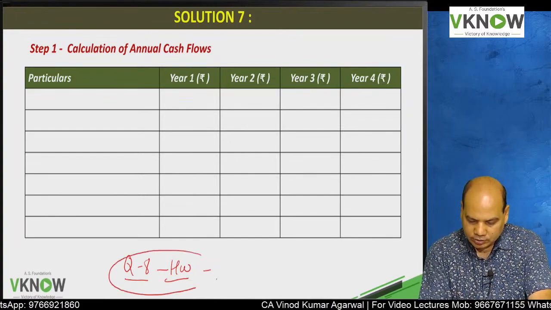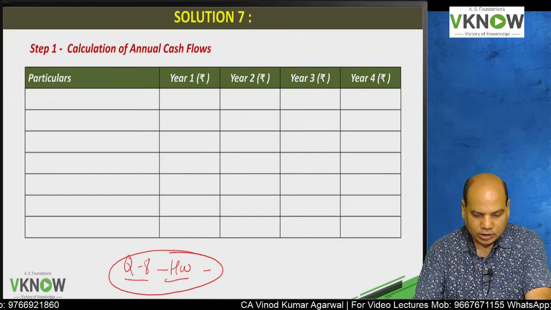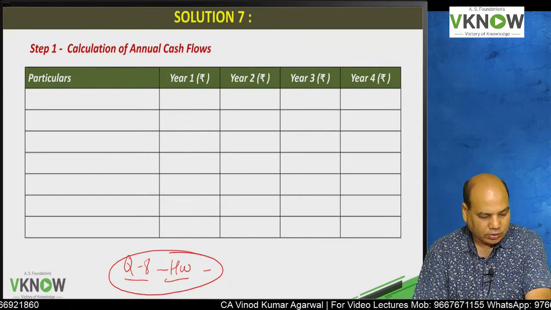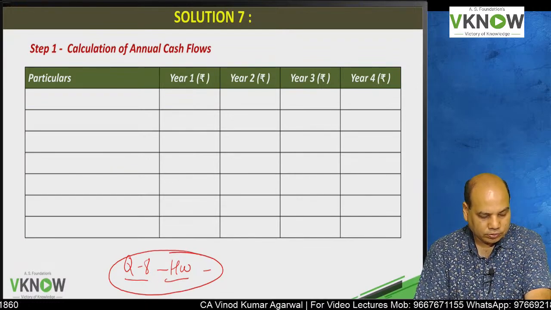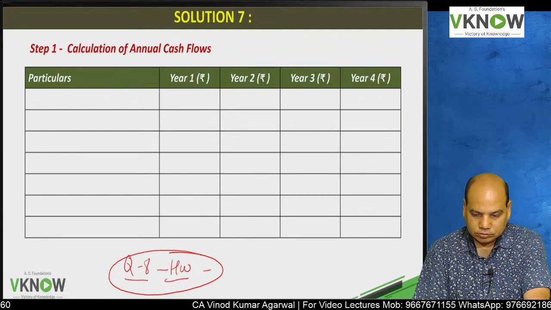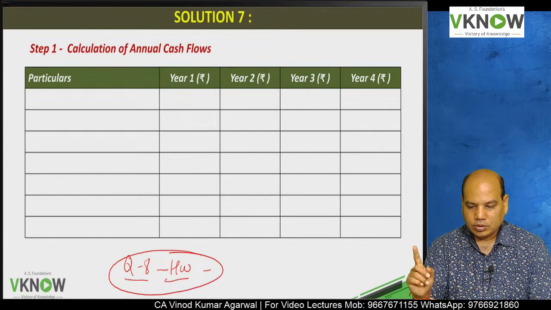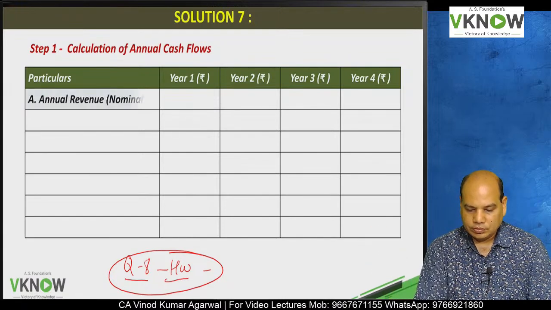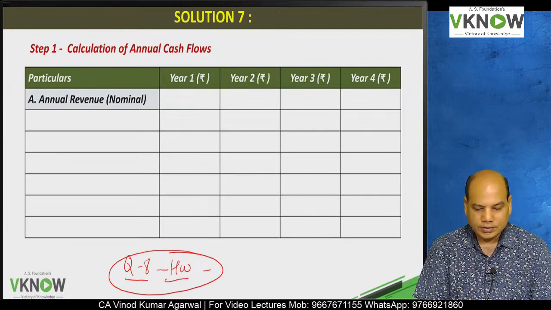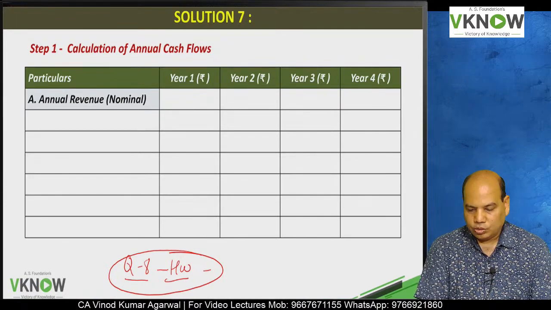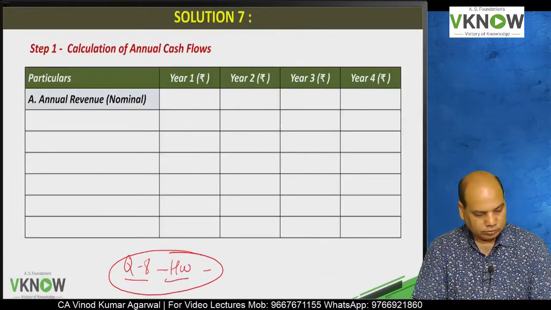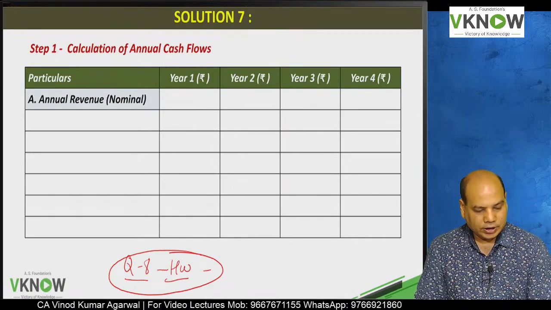Step number 1, calculation of annual cash flow. It's a question of 4 years. Write down year 1, year 2, year 3, year 4. First point A, write. Annual revenue nominal. What is the inflation rate? 10%.